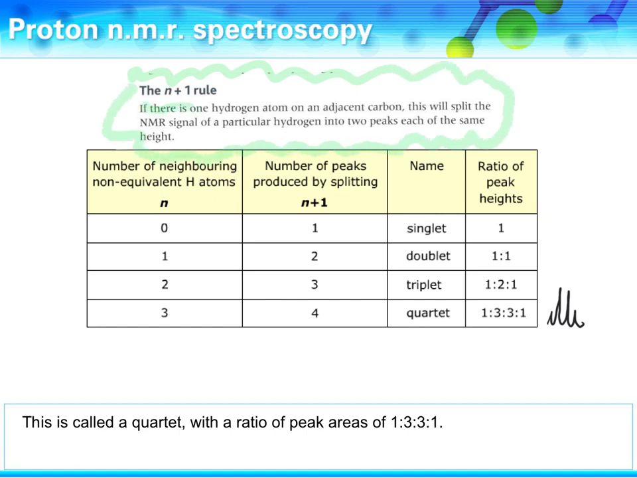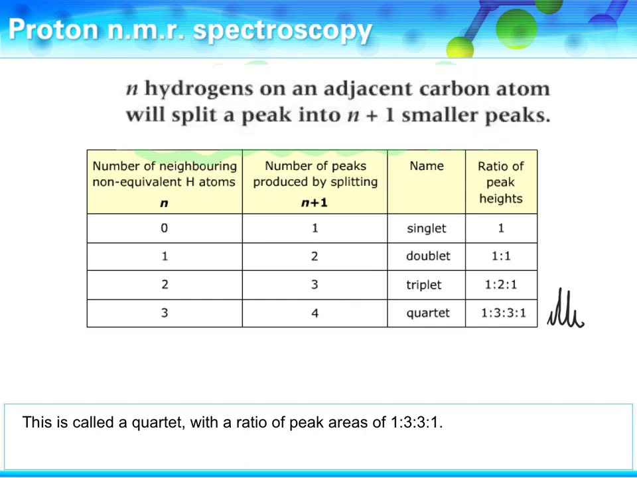If there is one hydrogen atom on an adjacent carbon, this will split the NMR signal of a particular hydrogen into 2 peaks of the same height. Generalising this, n hydrogens on an adjacent carbon atom will split a peak into n+1 smaller peaks.